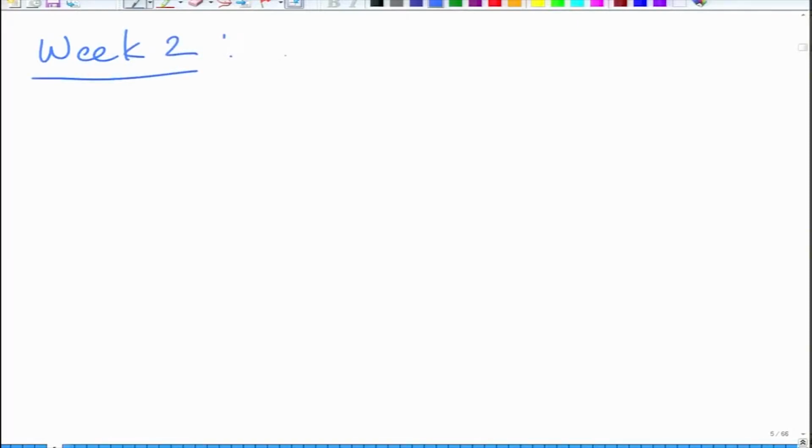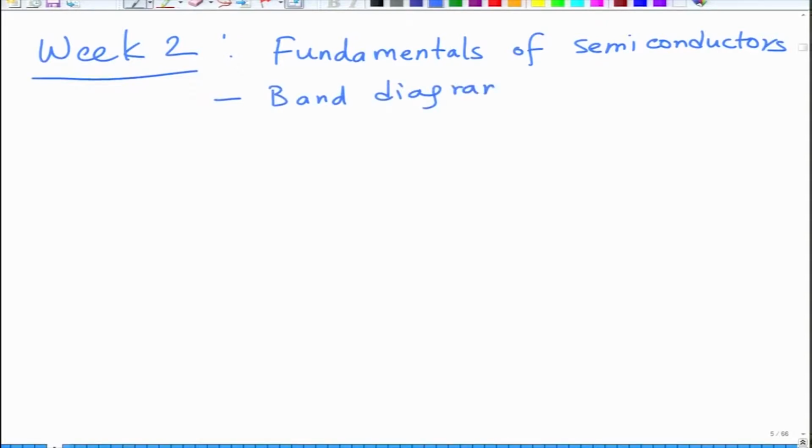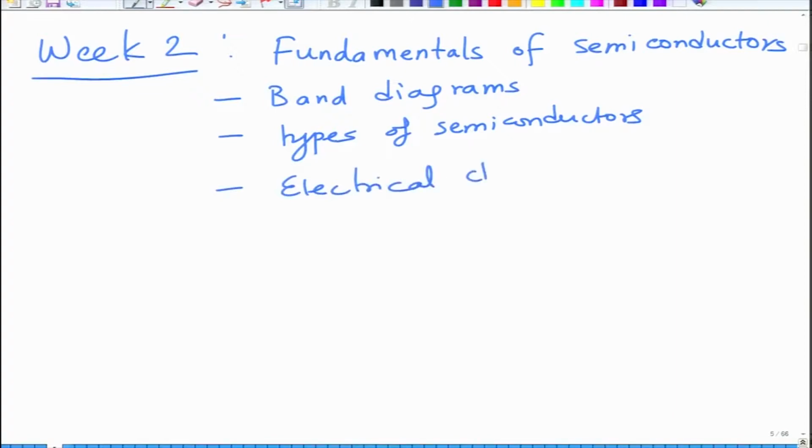we plan to undertake essentially, see, most of the solar cell technologies, especially solar photovoltaics, they are built around semiconductors. So, it is essential to know the basics of semiconductors. So, we will learn about fundamentals of semiconductors. Essentially we will look at a semiconductor band diagram, types of semiconductors, electrical characteristics of semiconductor materials, and so on and so forth.